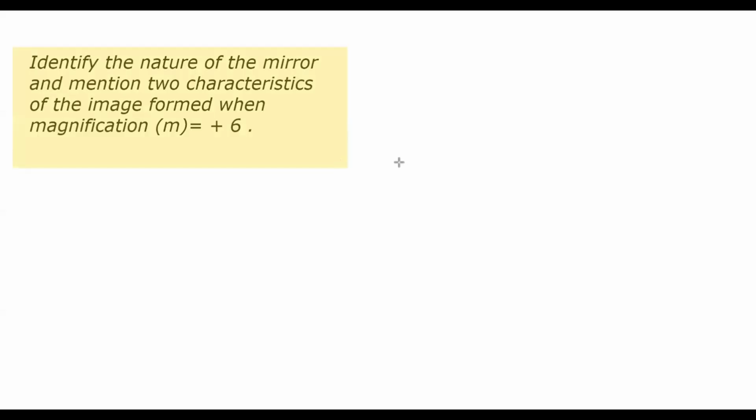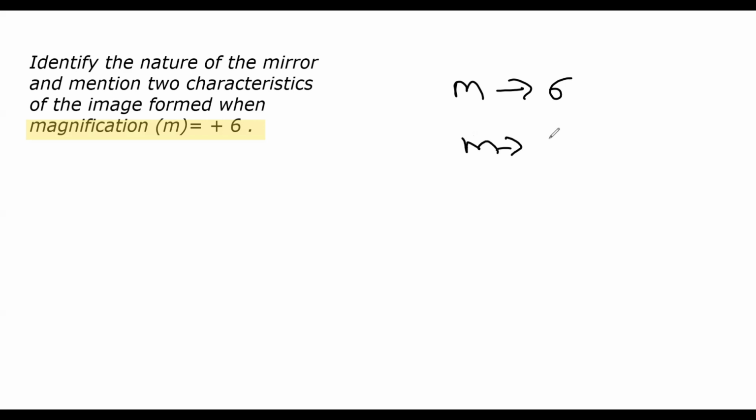The question here is to identify the nature of the mirror, and mention two characteristics of the image formed whose magnification is given. One more time, we know the magnification of a mirror is +6, and we have to identify the mirror. Let's understand, M has two things. One is magnitude. How much is it? It is 6 times. So 6 times indicates that the image is larger. And if I look into the sign, it is positive. And positive stands for virtual and erect. That means together we can say the image is virtual, erect, and enlarged.